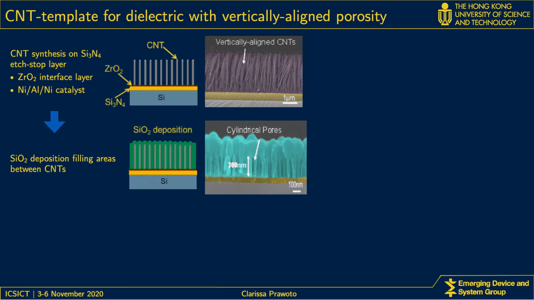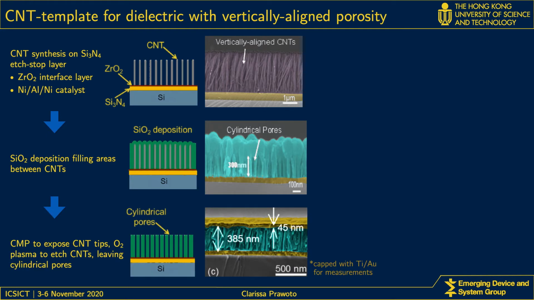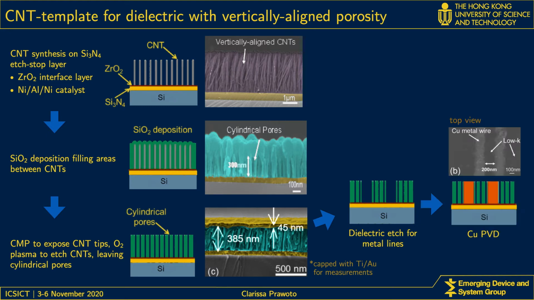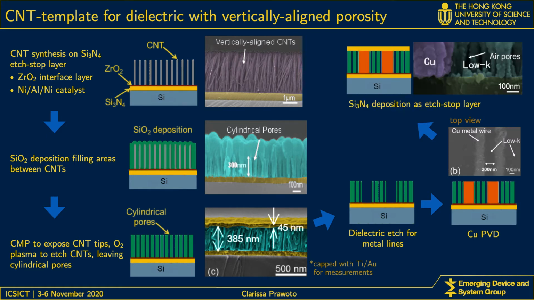Then silicon dioxide is deposited to fill areas between the CNTs. Afterwards, the surface is polished to expose CNT tips. Then we use ash plasma to remove the CNTs. This leaves cylindrical pores in the dielectric. For a complete metallization step, the dielectric is etched for metal lines, followed by copper deposition. Finally, silicon nitride is deposited as an etch-stop layer.